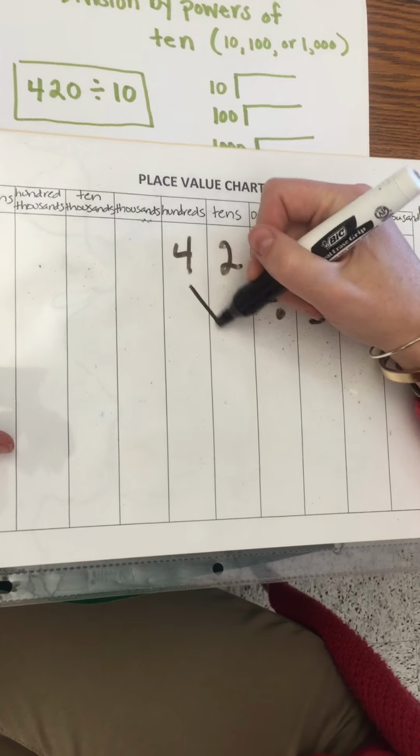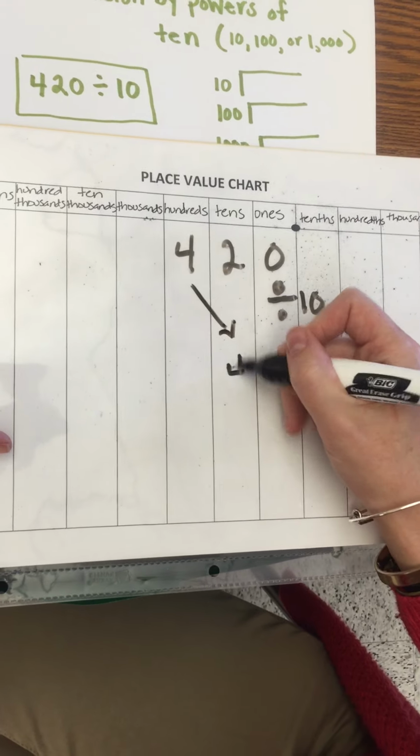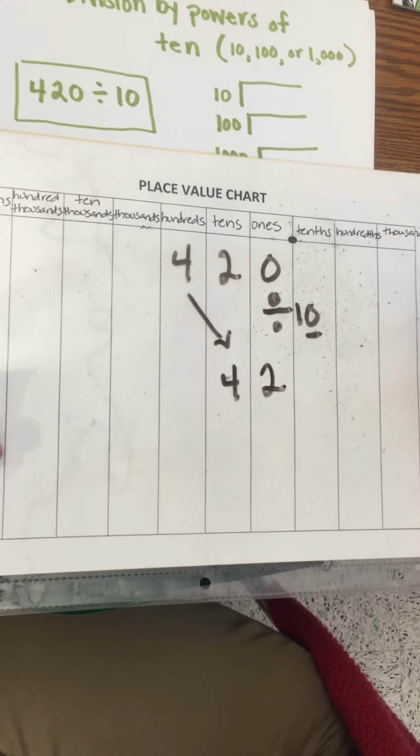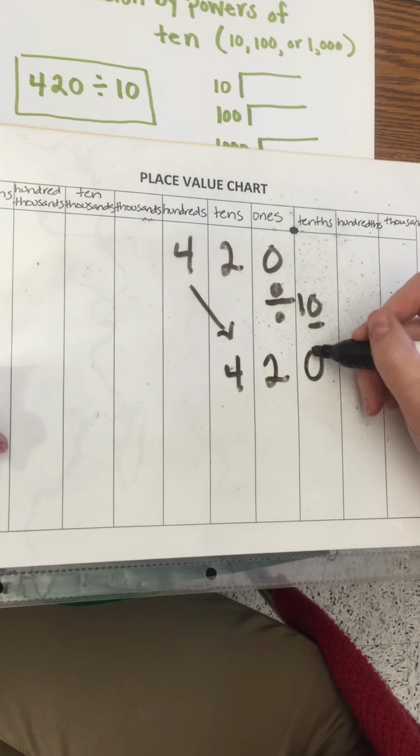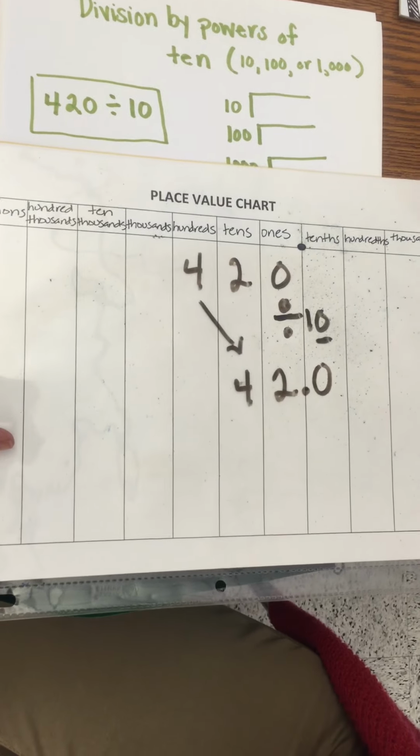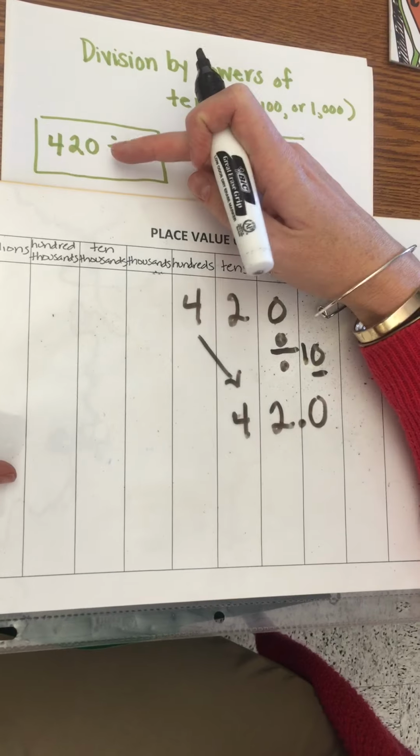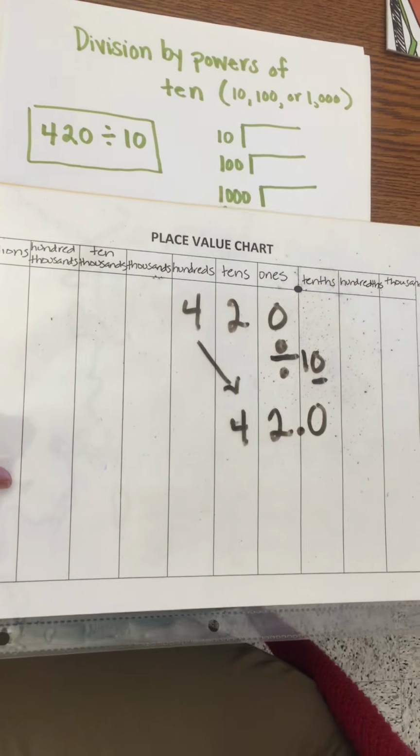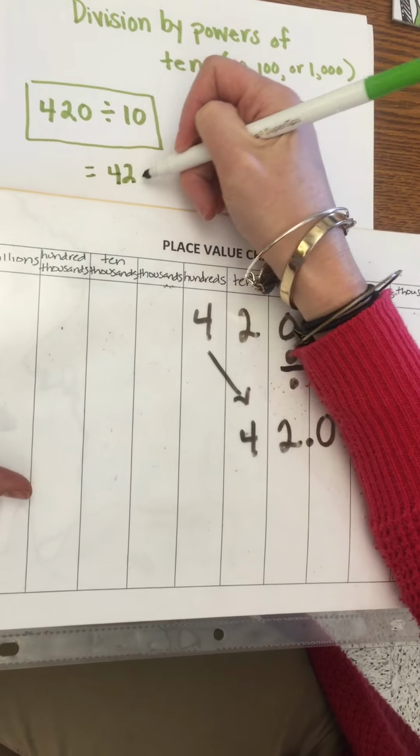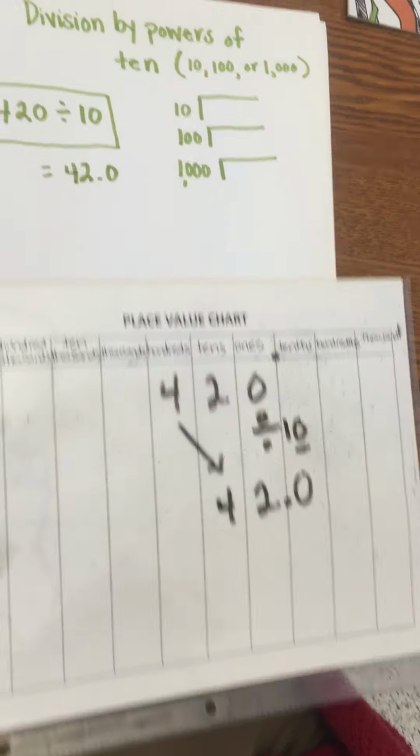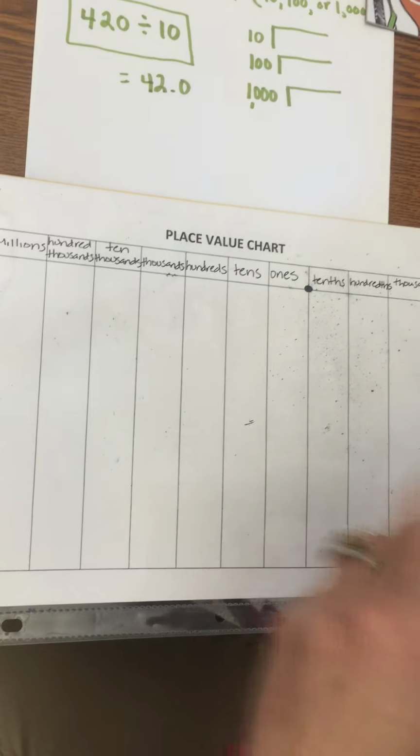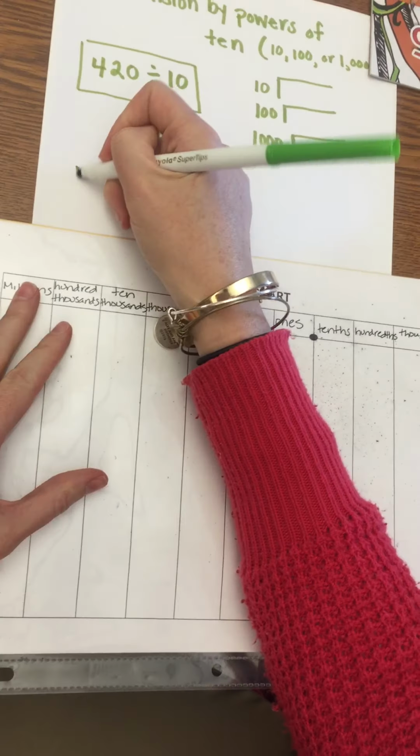the right, like this. So my 4 moves from the hundreds to the tens, my 2 moves from the tens to the ones, and my 0 moves from the ones to the tenths. And now I bring my decimal straight down. So I know that 420 divided by 10 equals 42 and 0 tenths.